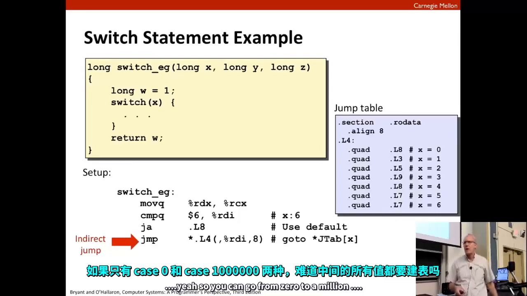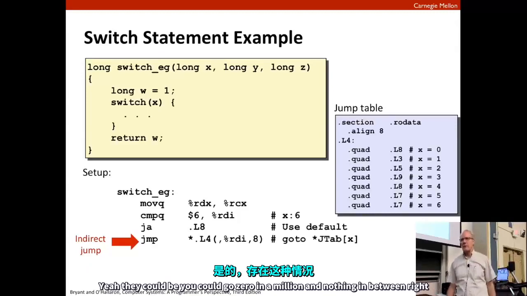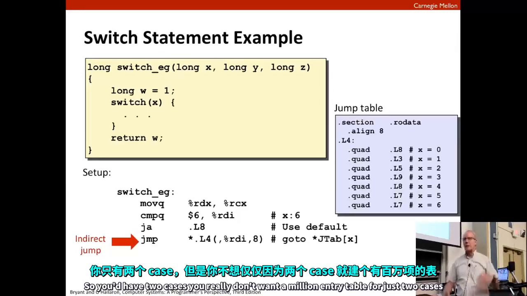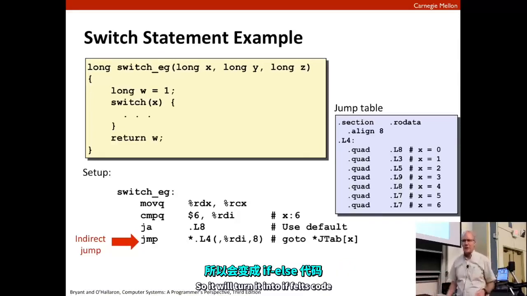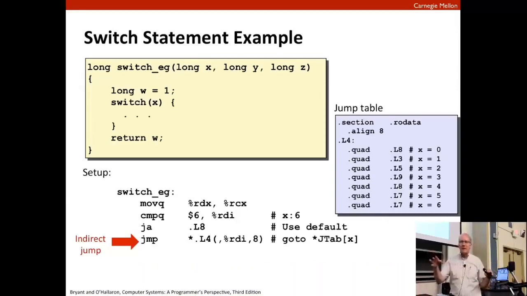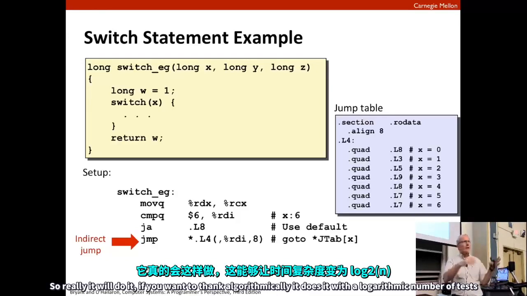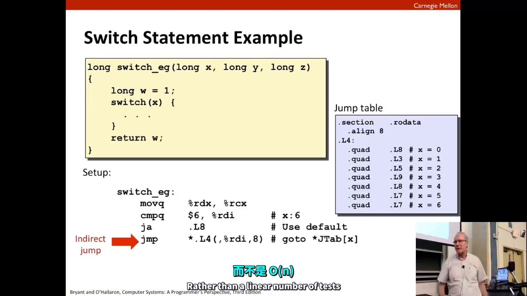Another question? So for cases, you can put whatever numbers you want. Yeah, so you can go from 0 to 1,000,000. But what if they're not consecutive? Yeah, you could go 0 and 1,000,000 and nothing in between, right? So you could have 2 cases. You really don't want a 1,000,000 entry table for just 2 cases. So it will turn it into if-else code. But the clever thing it will do, if you know binary search, is rely on the fact that it knows in advance all the values, and it will actually set up a tree of if-elses. So if you want to think algorithmically, it does it with a logarithmic number of tests rather than a linear number of tests.